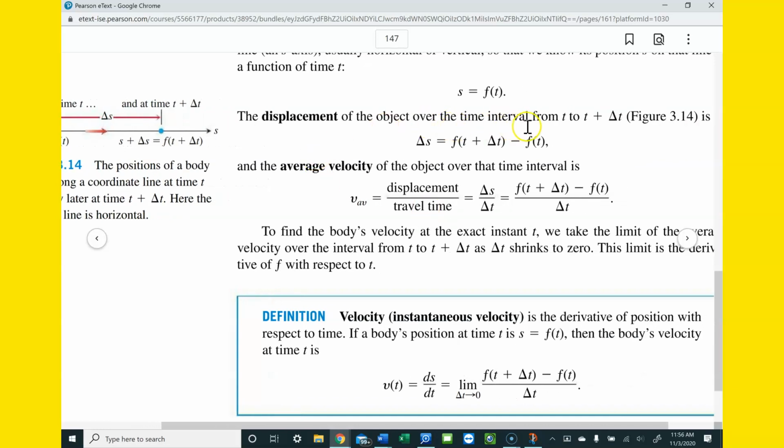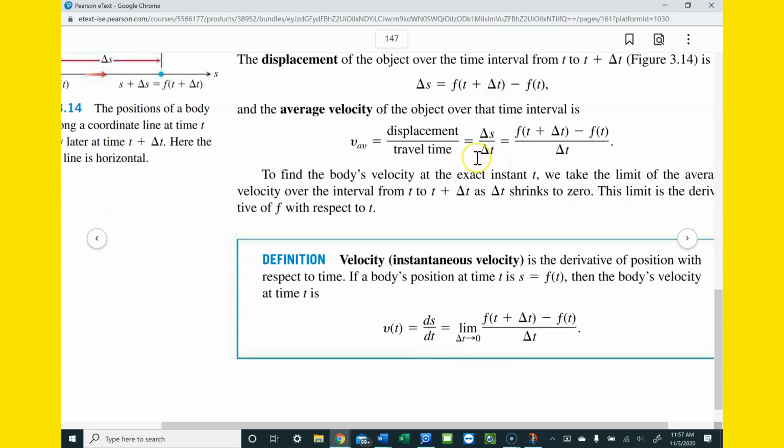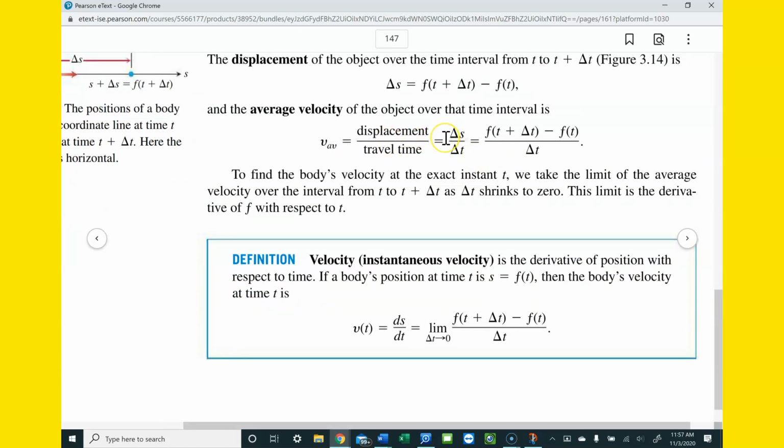The displacement of the object is the change in position. So it would be f of t plus delta t. That's like the second point of position, right? Minus f of t. So that's the first point of position, the change in position. Position 2 minus position 1. This is hopefully going to start looking like the limit definition of a derivative, where delta t is in place of the h. So average velocity is displacement over time. So it's position 2 minus position 1. That's the change in position, aka displacement, over the change in time.